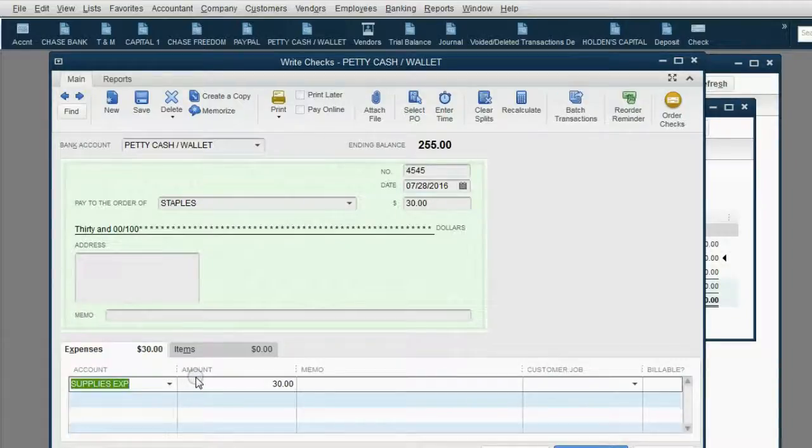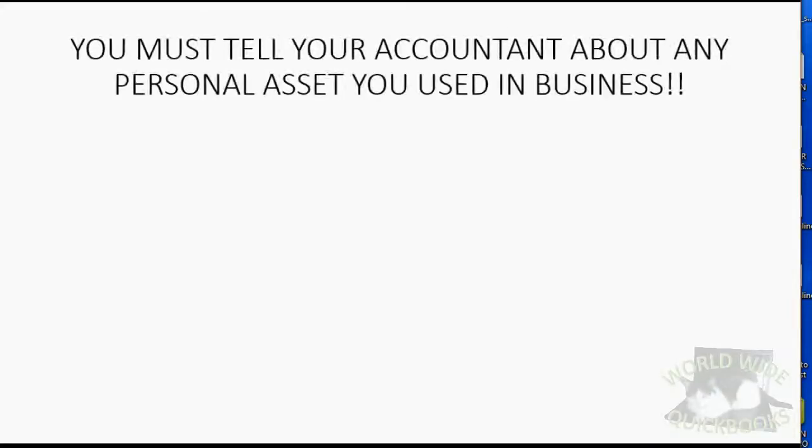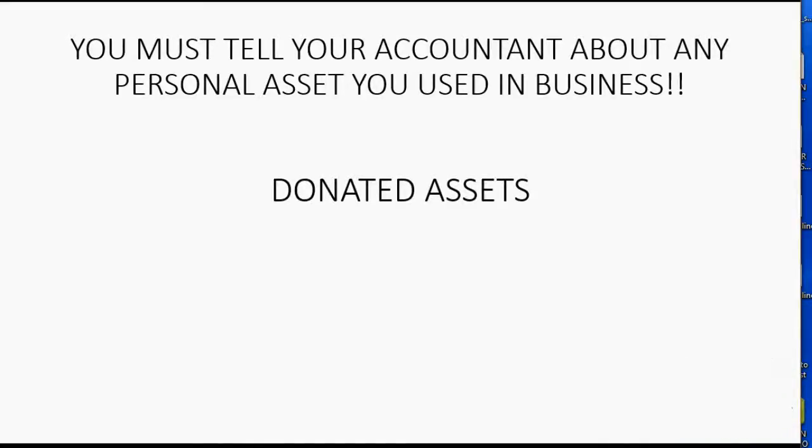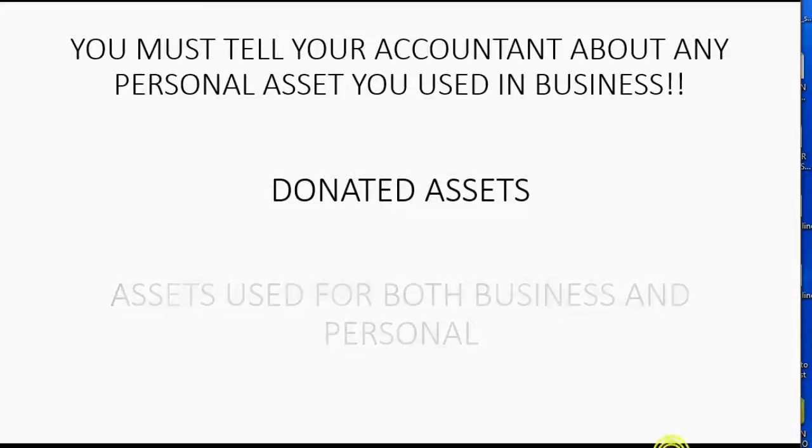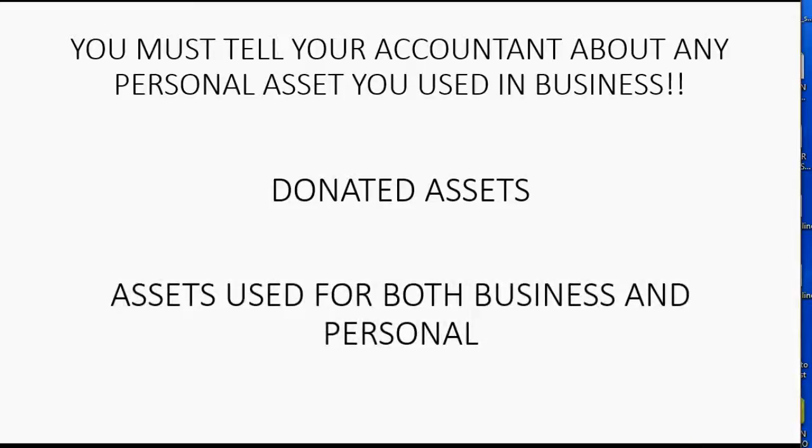Usually, people know which expense it is based on the vendor whom they paid. And one last note that's important. You must tell your accountant about any personal assets that you used in business. If you donated assets, your accountant will make special adjustments. Very often, assets are used both for business and for personal, and your accountant will probably ask you to estimate what percent of the assets usage was for business and what percent for personal.